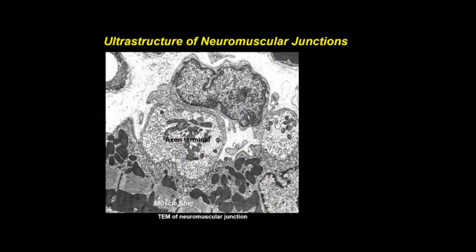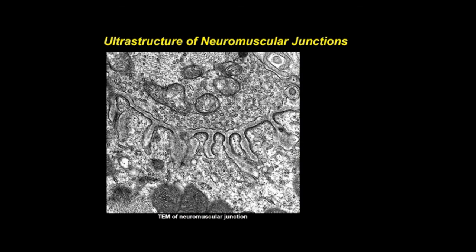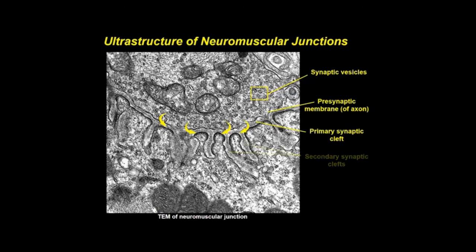By TEM, a Schwann cell process is seen as a cap above the axon terminal, which in turn sits on the underlying sarcolemma of the muscle fiber. At higher magnification, many membrane-bounded synaptic vesicles are concentrated near the presynaptic membrane in regions known as active zones. Acetylcholine in vesicles is released by exocytosis into the synaptic cleft, which consists of a primary cleft and several secondary clefts at right angles to it that house nicotinic receptors for acetylcholine.